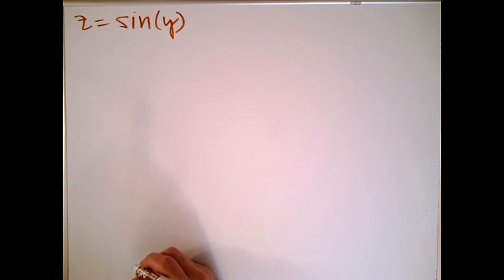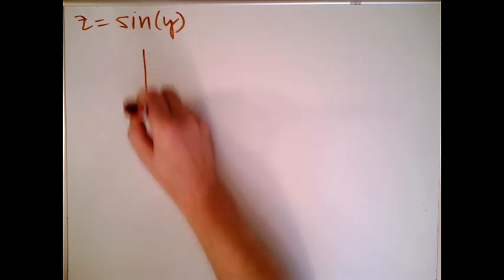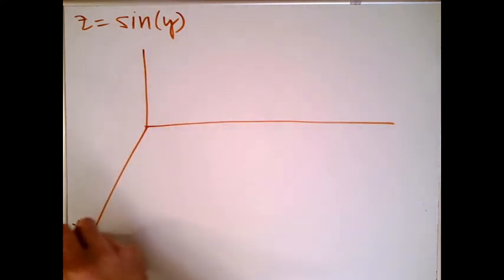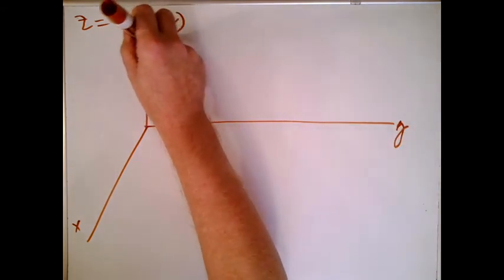Now, I can tell this is a cylinder because there's no X. So what I'm going to do is draw it pretty quickly. Just try to draw something. X goes down here. Y goes over here like this. Z goes up here like this.